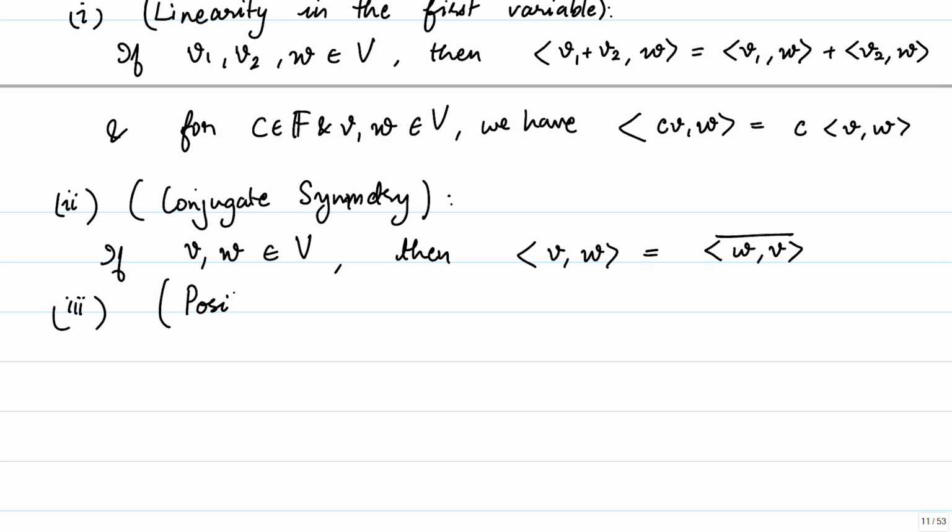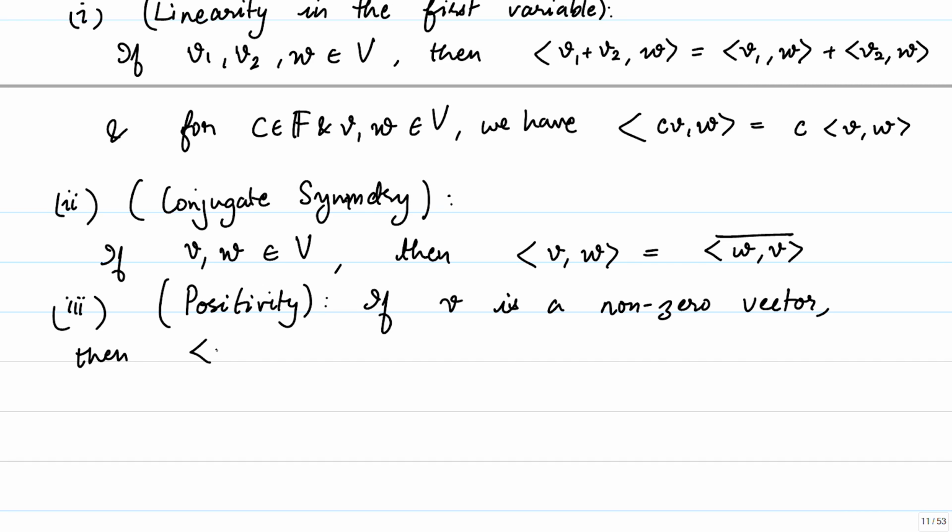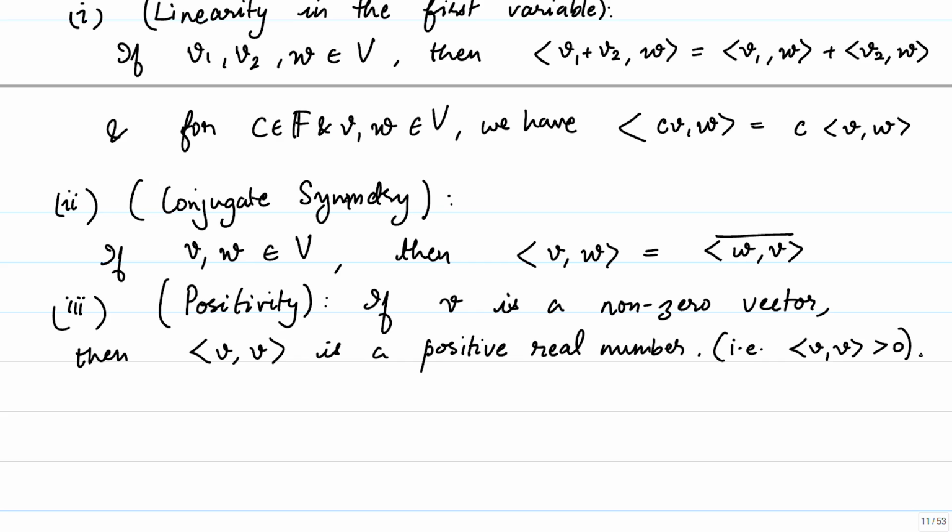positivity. So, if V is a non-zero vector, then the inner product of V with itself is a positive real number. This is the first time I am mentioning something as real or complex. Here, irrespective of what F is, inner product of V with itself is a positive real number. We will write it in short as inner product of V with itself is greater than 0. This is the notation for it.